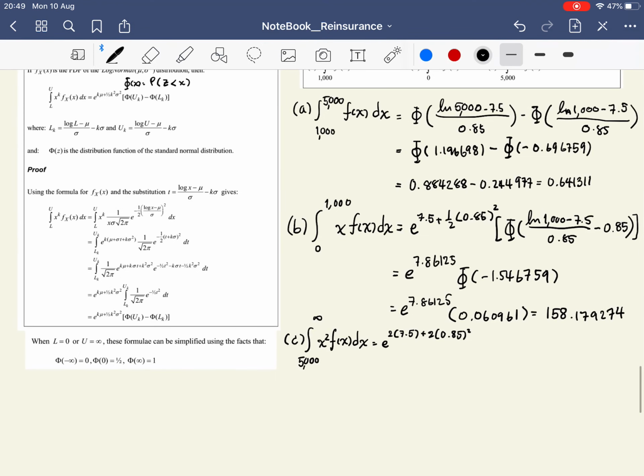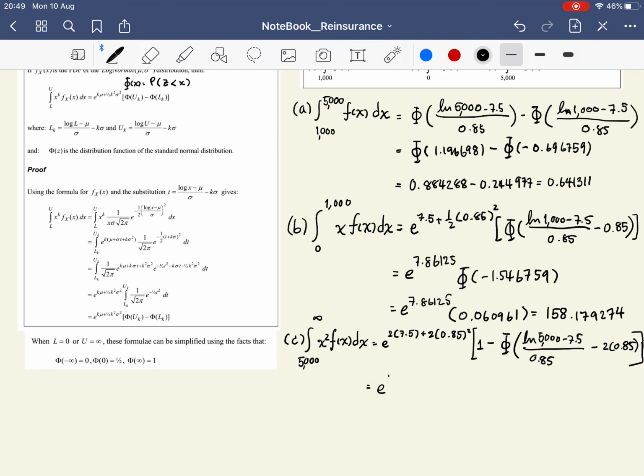And then because the upper limit of the integral is infinity, we have 1 here. The Phi of infinity is 1, and Phi of (log 5000 take away 7.5) divided by sigma, and then take away 2 more sigma. Right? Okay, plug this into a calculator.